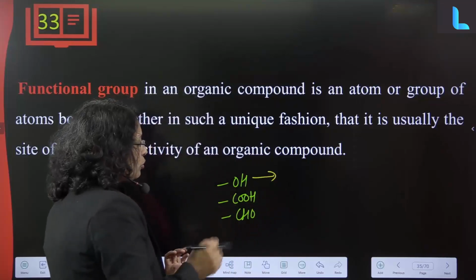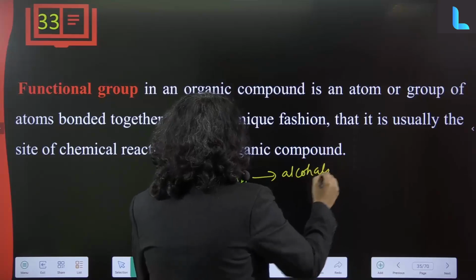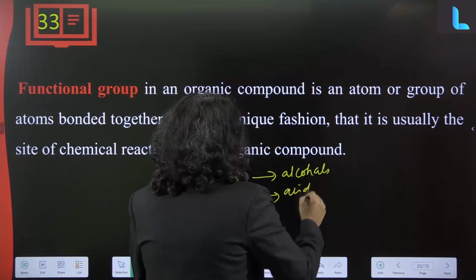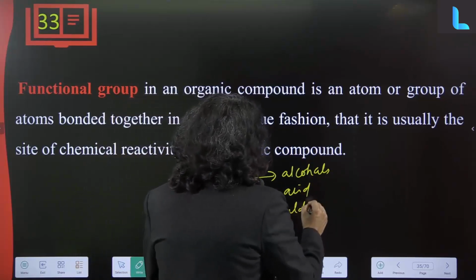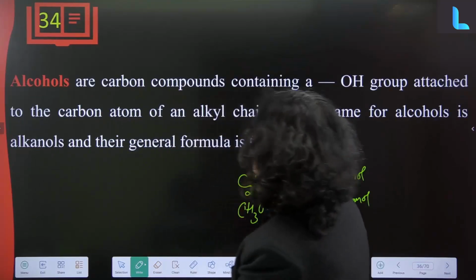Whenever an OH group is present in a compound, that compound shows the properties of an alcohol. When a COOH group is present, the compound will show the properties of an acid. When a CHO group is present, the compound will show the properties of an aldehyde, and so on. So there are many functional groups.